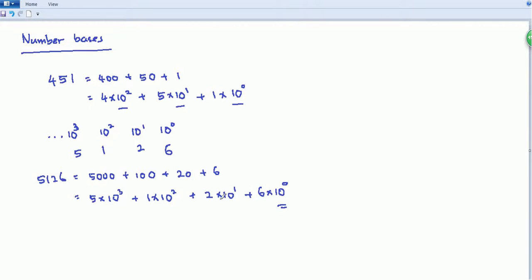For base 10, we can only use 10 digits, which are 0, 1, 2, 3, 4, 5, 6, 7, 8, 9. There is no 10. Okay, 10 is actually the combination of 1 and 0.